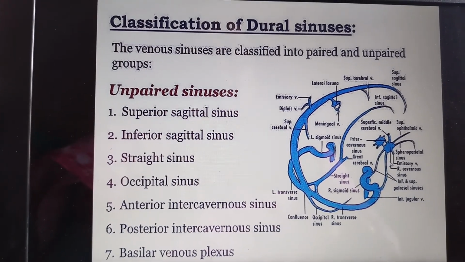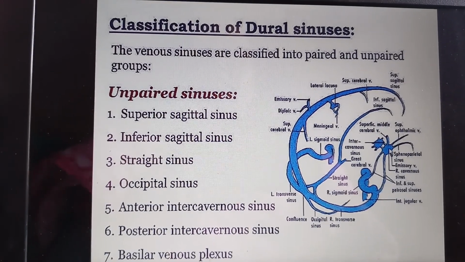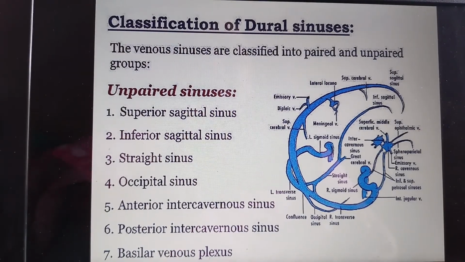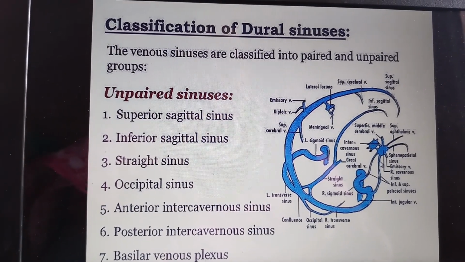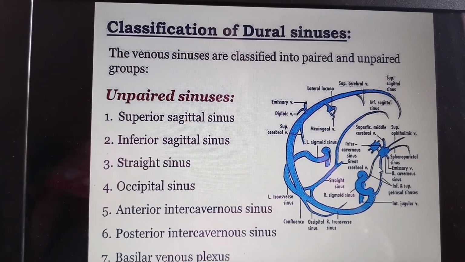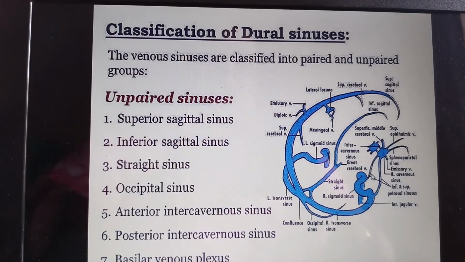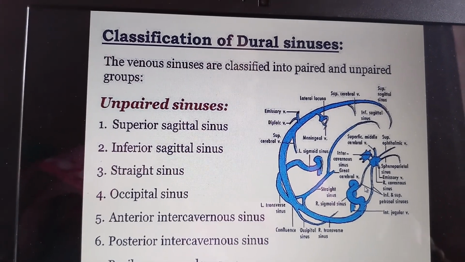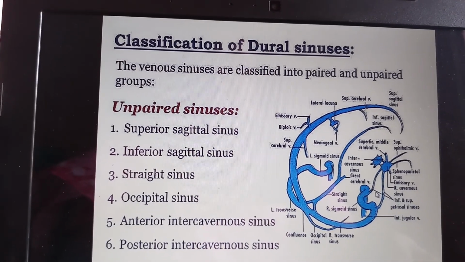Then we have the two cavernous sinuses, the right and the left cavernous sinus, the anterior intercavernous and the posterior intercavernous sinuses. And also we have the basilar venous plexus, which we cannot find here in this diagram, but the basilar venous plexus is a plexus of veins which is situated below the level of the basisphenoid, in this region of the clivus.